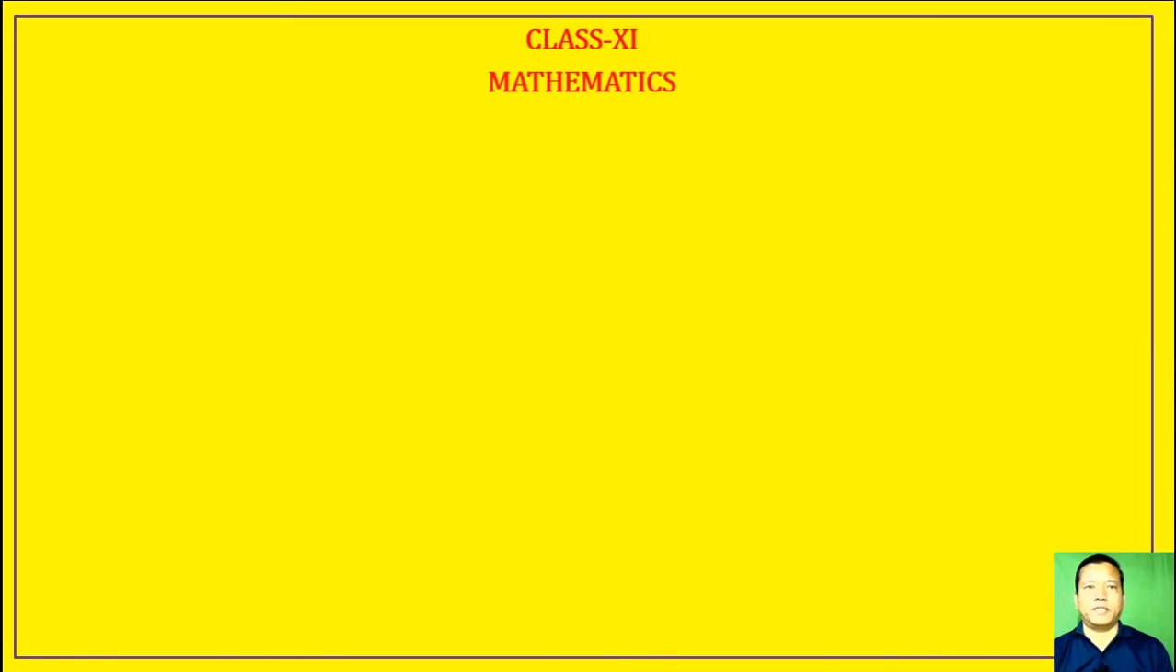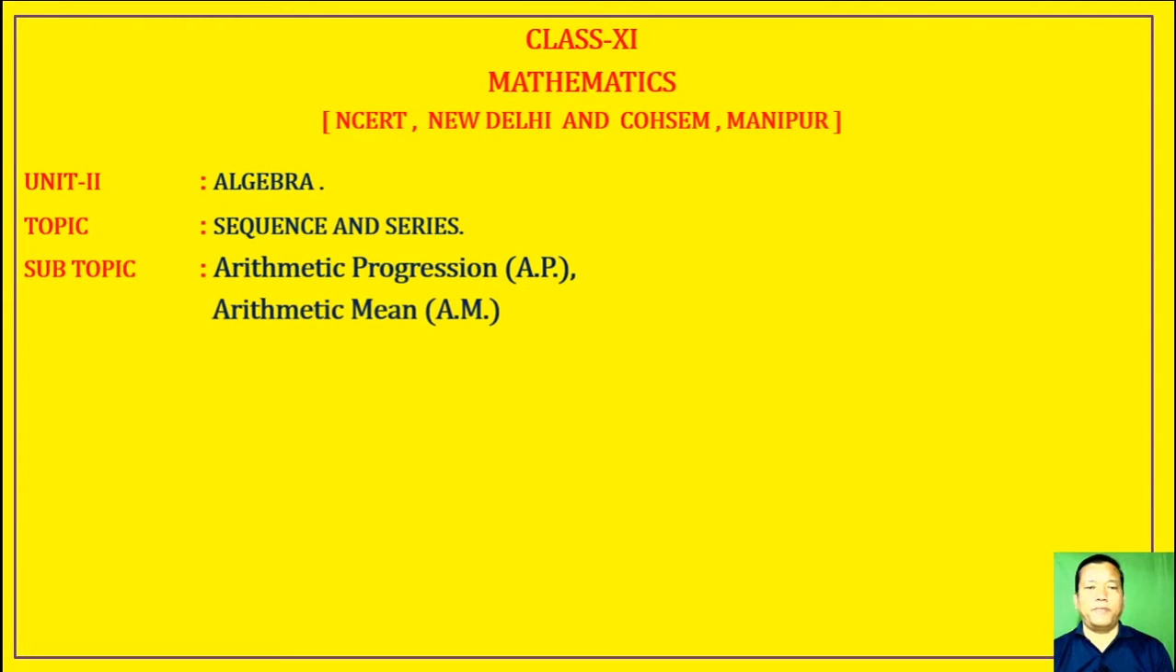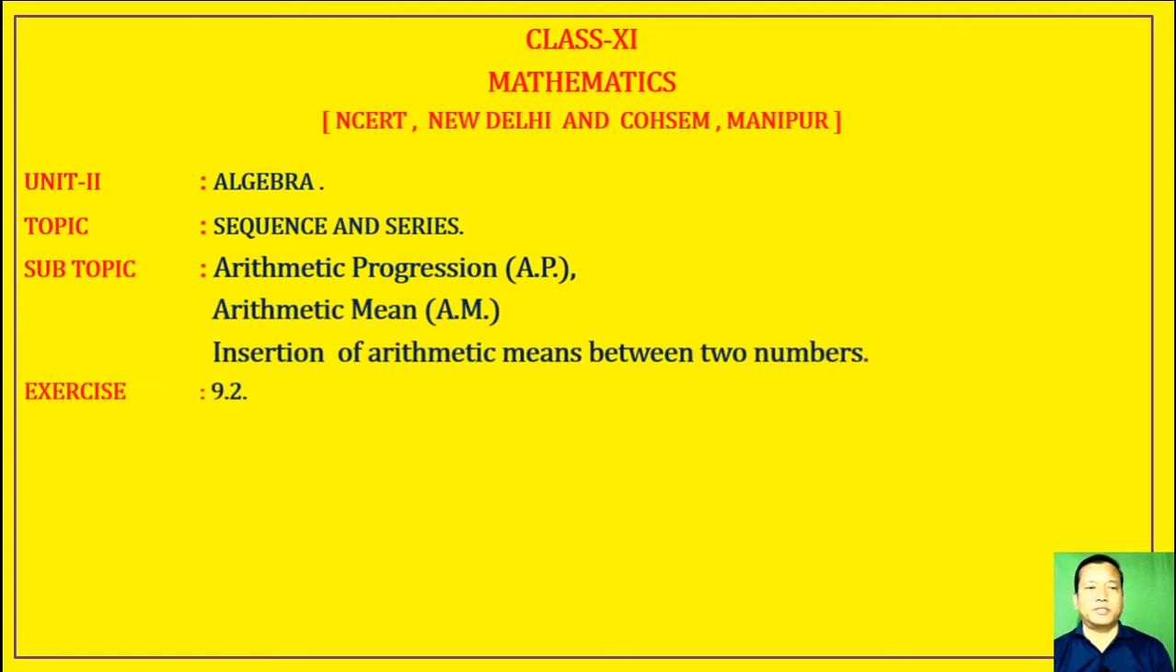Class 11 Mathematics, NCERT New Delhi and COHSEM Manipur. Unit 2 Algebra. Topic: Sequence and Series. Subtopic: Arithmetic Progression (AP), Arithmetic Mean (AM). Insertion of arithmetic means between two numbers. Exercise 9.2.